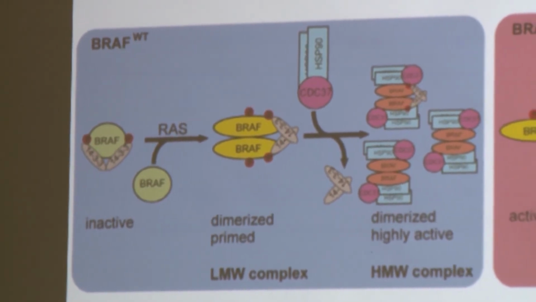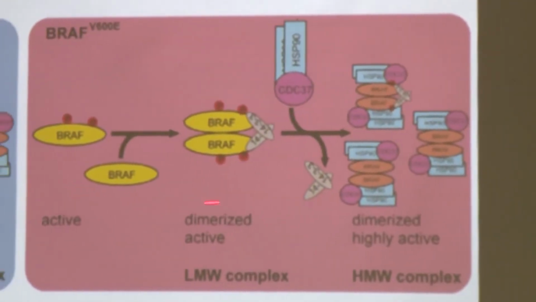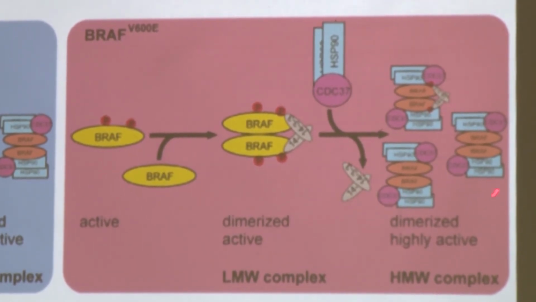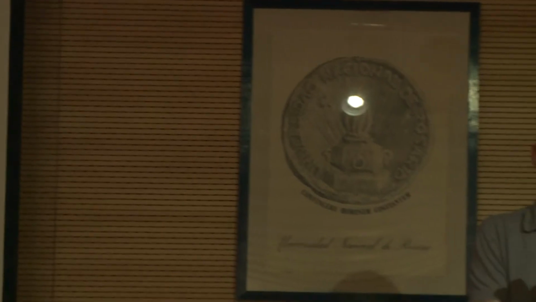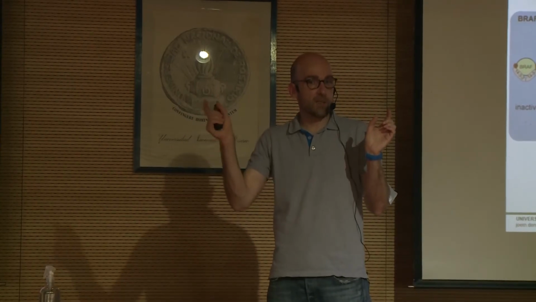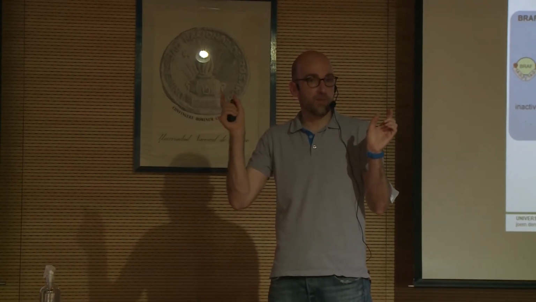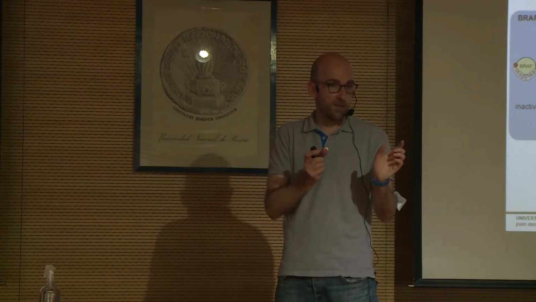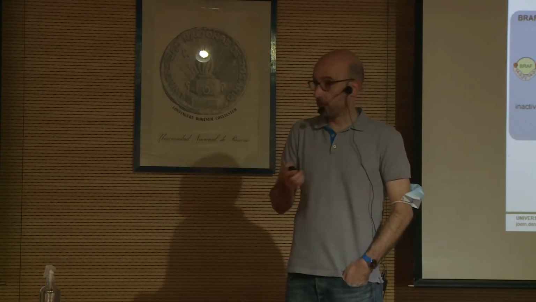In BRAF V600E, we have the same complexes present, but we have more of this high molecular weight complex, and this high molecular weight complex is then characterized by CDC37 and HSP90, which is important for substrate loading. So we were able to discriminate the different complexes, and we could show that the larger complex is more active and is characteristic for the oncogene, whereas the smaller complex is less active, and this is characteristic for the wild type.